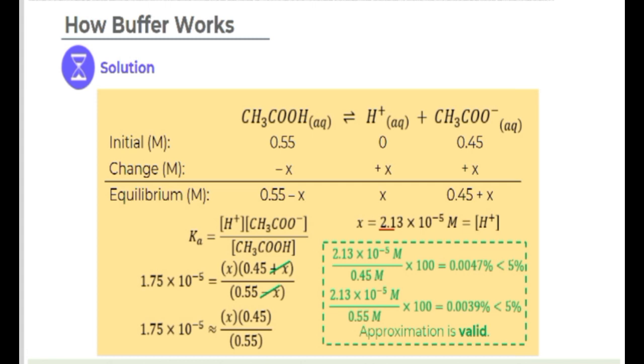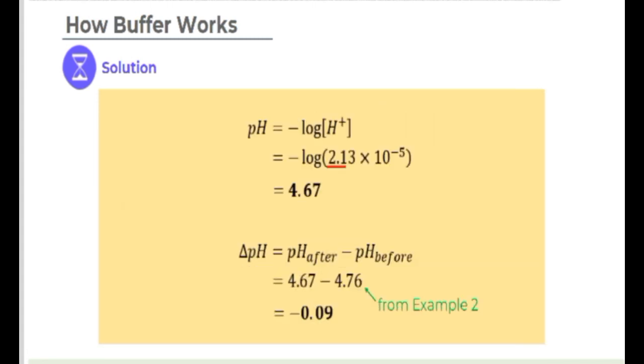Only the underlined digits are significant. Based on the initial concentrations, which have two significant figures, the value of X passes the 5% rule, so our assumption is therefore valid. The value of X is the value of the hydrogen ion concentration. Now let us calculate the pH of the solution by taking the negative logarithm of the hydrogen ion concentration. Doing this gives us pH equals 4.67.